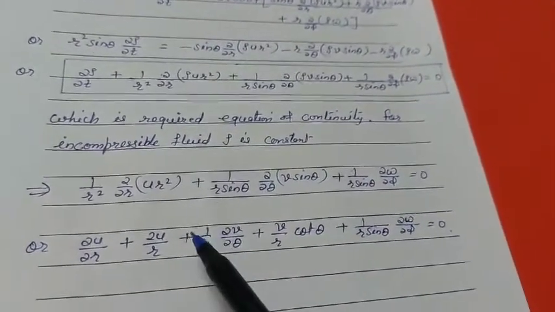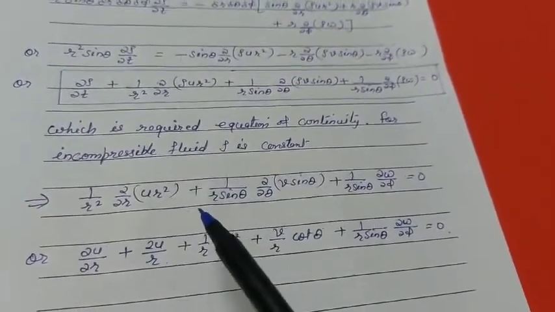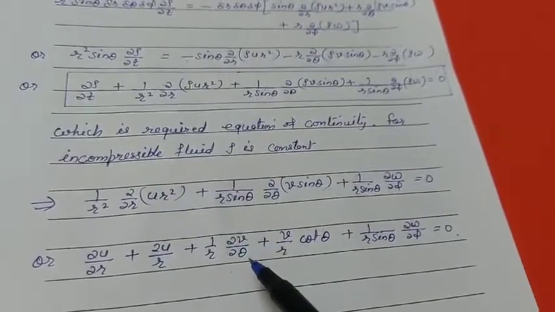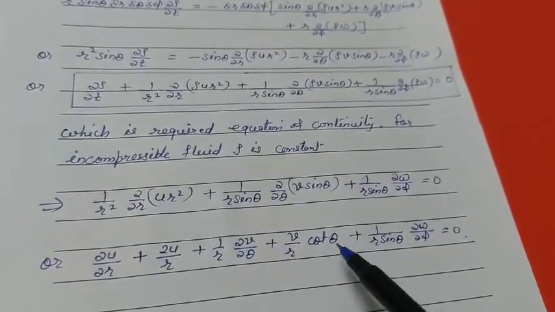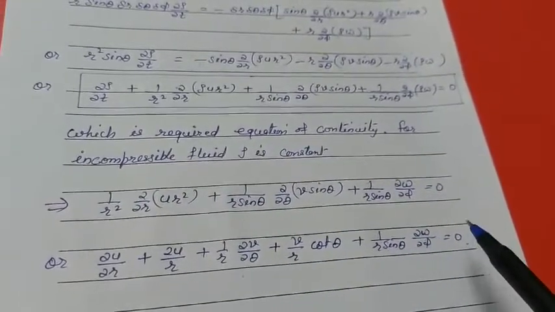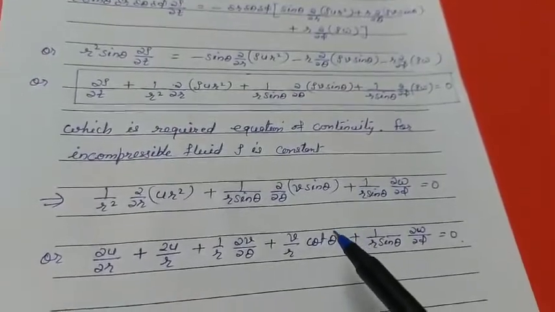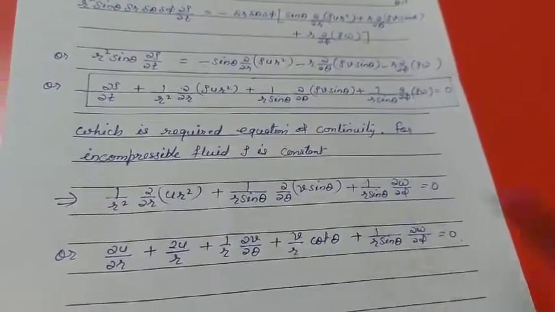Or this can be written as del u by del r plus 2u by r plus 1 upon r del v by del theta plus v by r cot theta plus 1 upon r sin theta del w by del phi equal to 0, and this is the equation of continuity for an incompressible fluid in terms of polar coordinates.